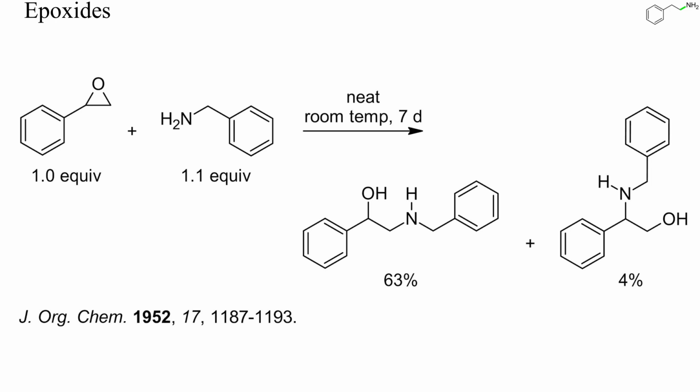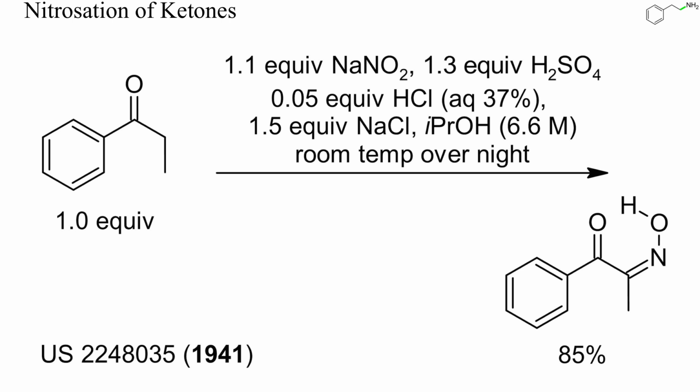In this example, a neat mixture of the starting materials was stirred at room temperature for a week, without any solvent. Aromatic ketones like propiophenone can be nitrosated by nitrites under acidic conditions.